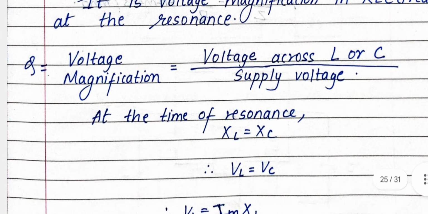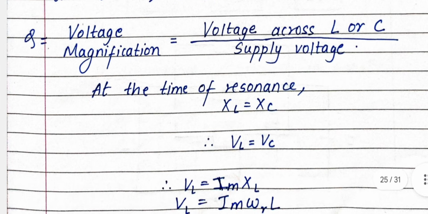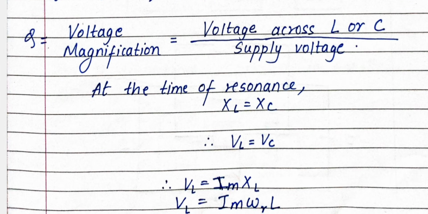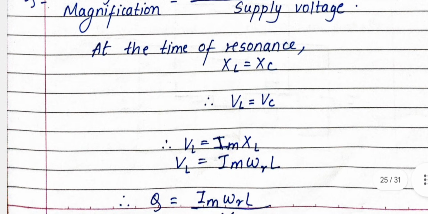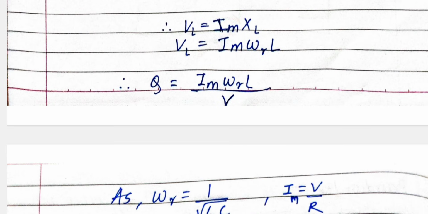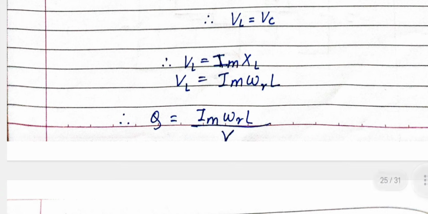And how can you write its formula? It is the voltage across L or C upon the total supply voltage. So here we will find out the voltage across L or C, put it in the equation, and find the quality factor. At the time of resonance, we all know XL equals XC, and as XL equals XC, VL equals VC. Now what is the formula for VL? Same, V is equal to I into X. So we have to refer to that formula, I XL. So VL is equal to Im XL, and here XL is omega into L in the case of an inductor. So that is your VL, which is equal to Im omega L.